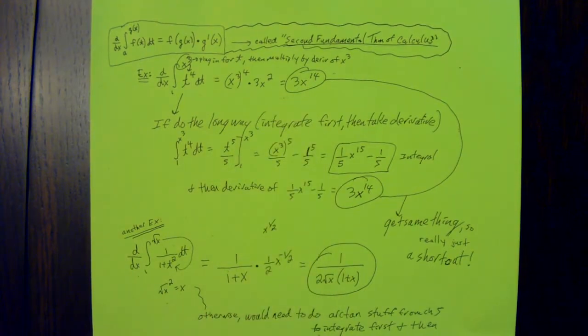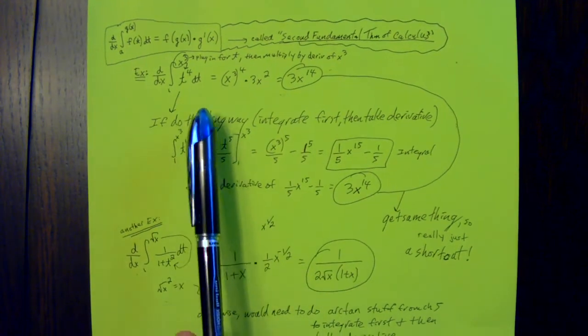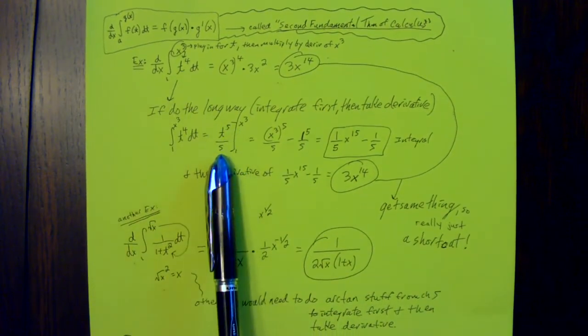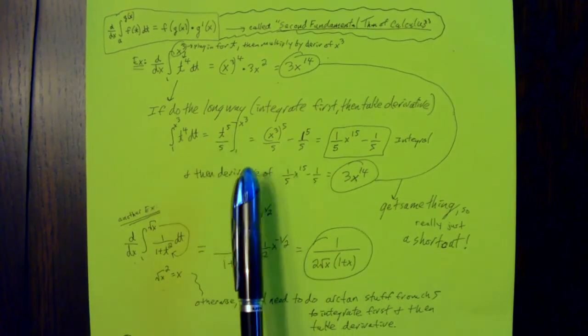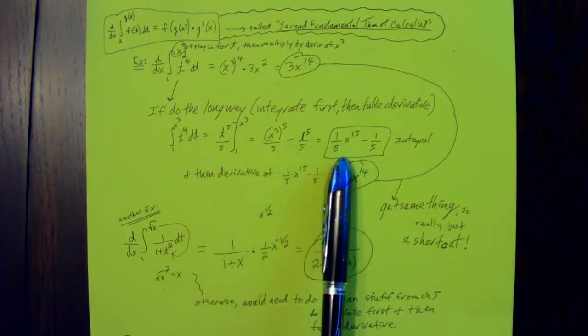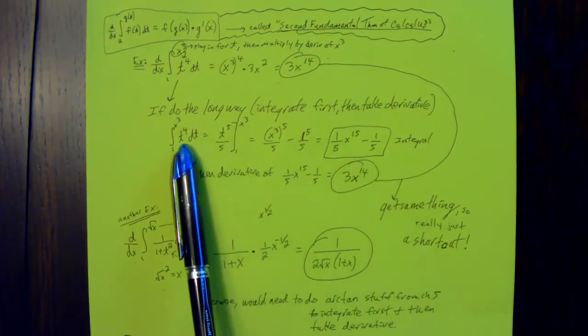If you do this the long way, notice why this works, all right? If you do this the long way, if you integrate that, you get that easy integral, and then you do your first fundamental theorem of calculus. You plug in the top number, plug in the bottom number, and then you're going to get this x to the 15 over 5 minus 1/5. That's what that integral is.